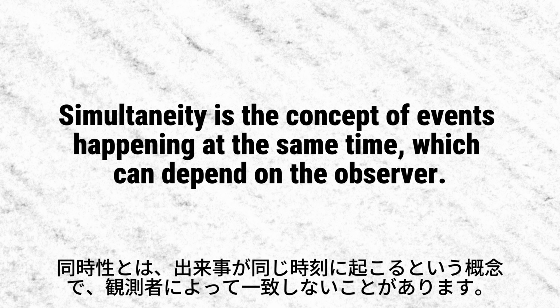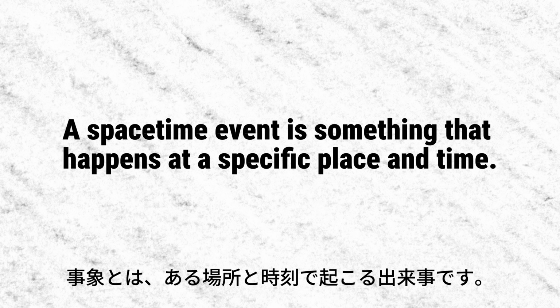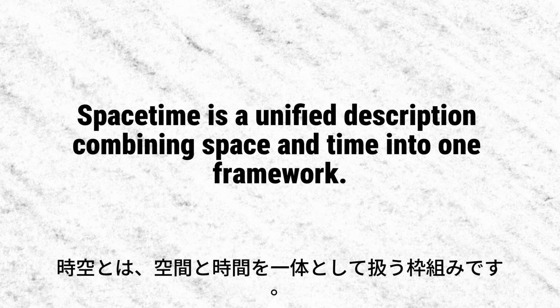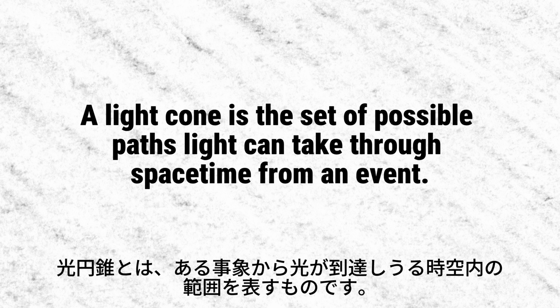Simultaneity is the concept of events happening at the same time, which can depend on the observer. A spacetime event is something that happens at a specific place and time. Spacetime is a unified description combining space and time into one framework. A light cone is the set of possible paths light can take through spacetime from an event.